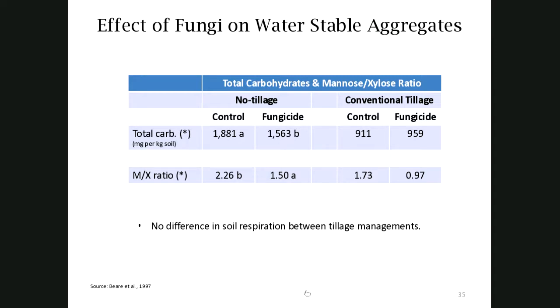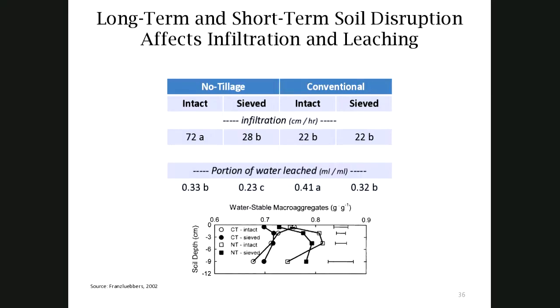All right, so we're talking aggregation. Well, how is that relating to the water quality? And potentially in this case, we're going more after runoff. So here's data from Franz Luber looking at long-term no tillage and long-term conventional. This is similar soils to the prior study that I showed you a second ago with the fungi. What Franz Luber did was that he looked at intact soil and then soil that was sieved. The purpose of that was that he looked at long-term disturbance of the soil and then short-term disturbance of the soil. So I'm showing you here an average. He measured these over time.